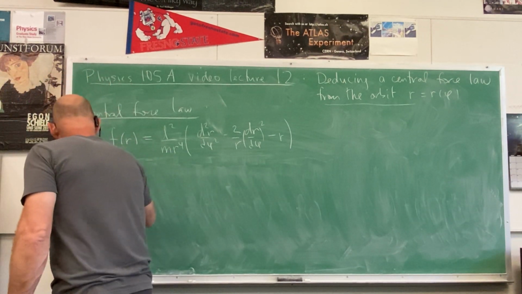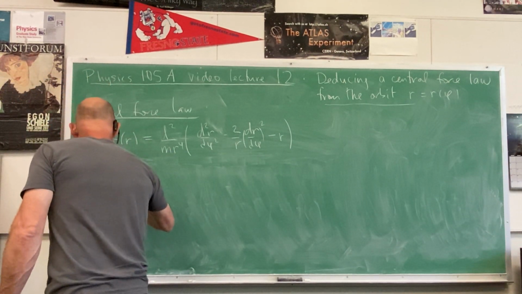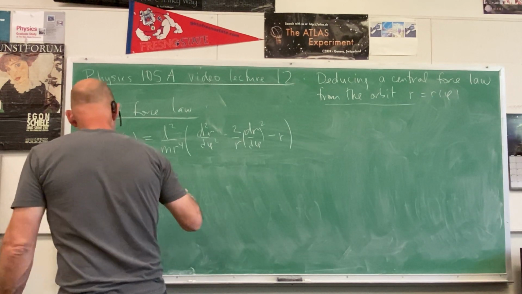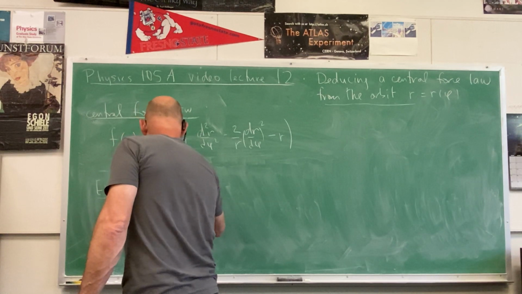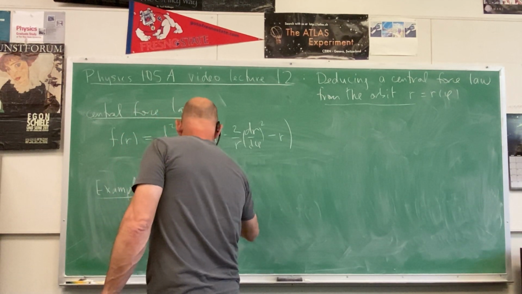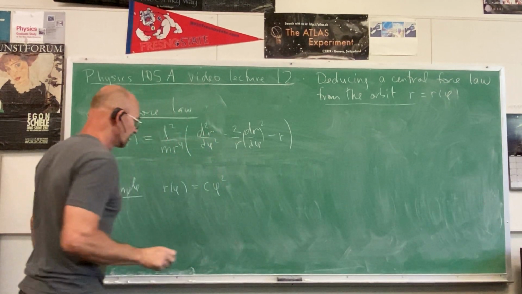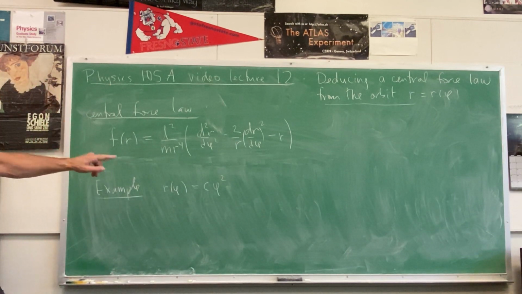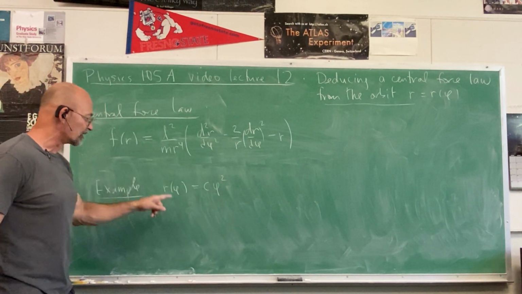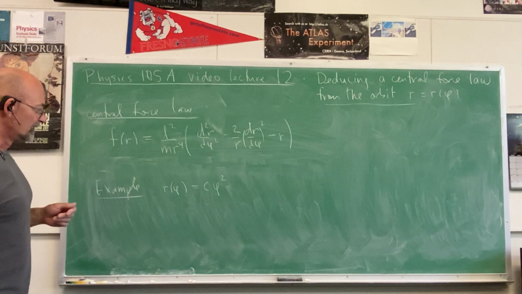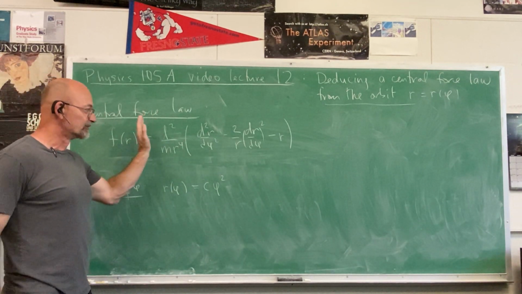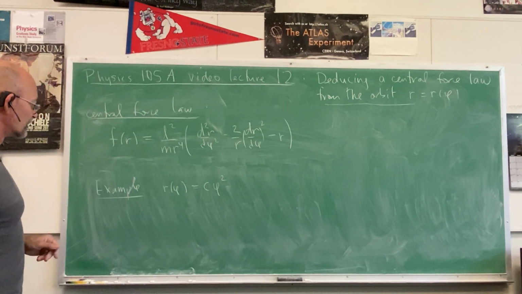So the example we're going to do is r of phi is a constant times phi squared. We'll do two of these: r of phi equals constant times phi squared, and r of phi equals constant times phi first power. Phi squared has something for every one of these expressions, so we'll go with that one first.